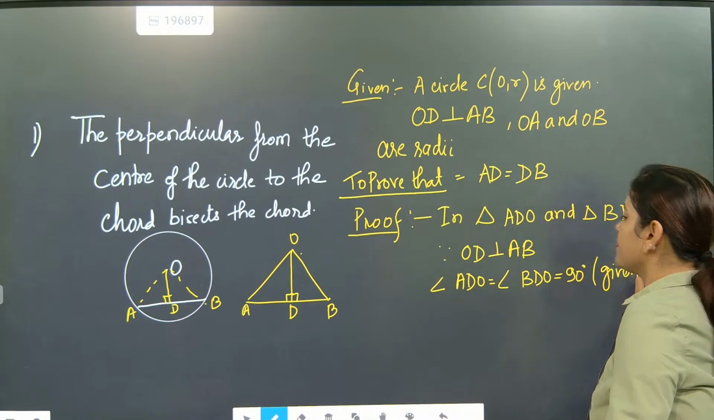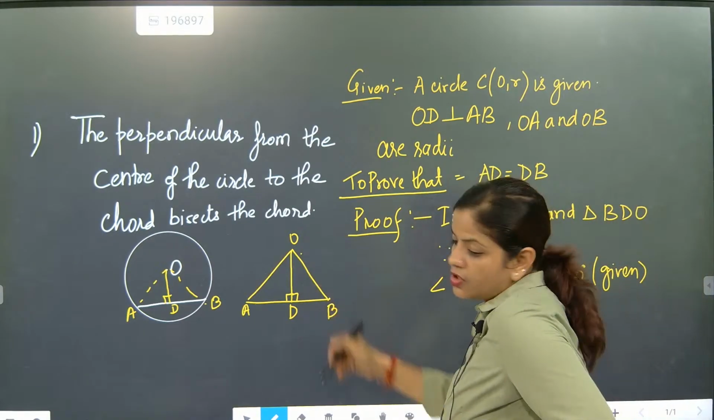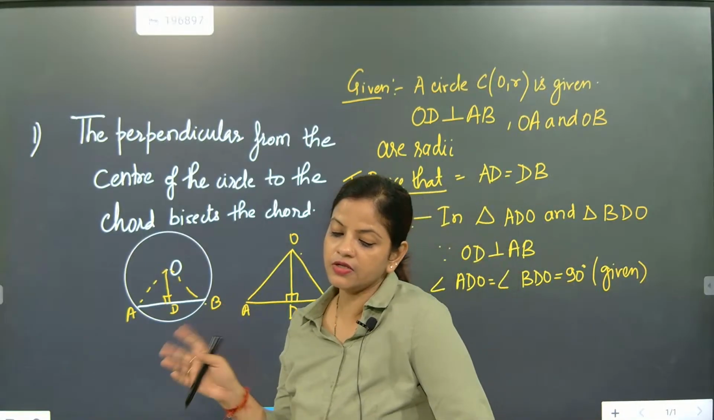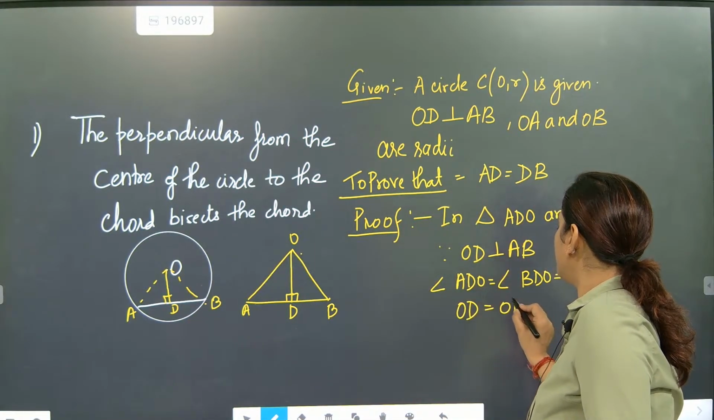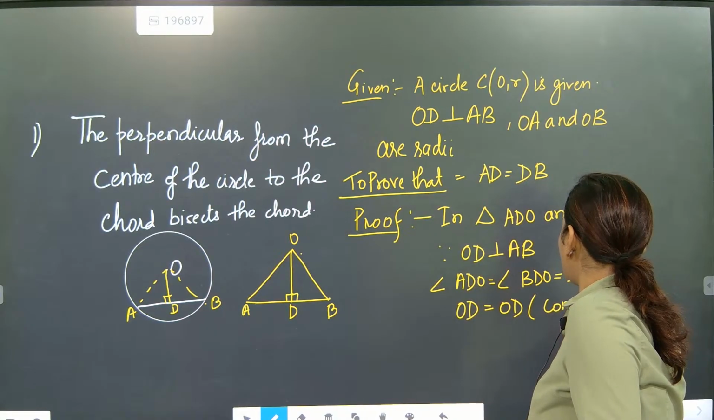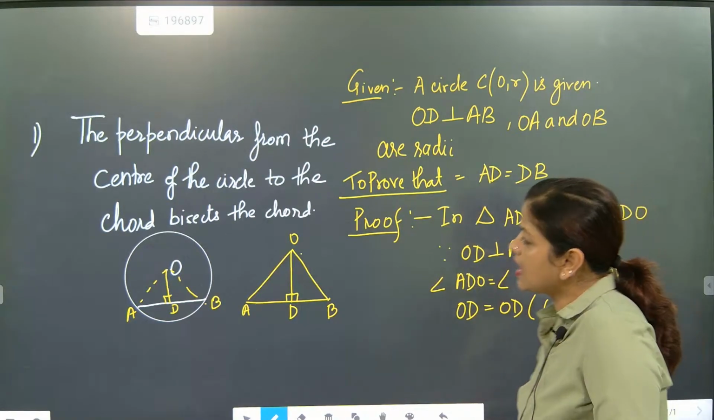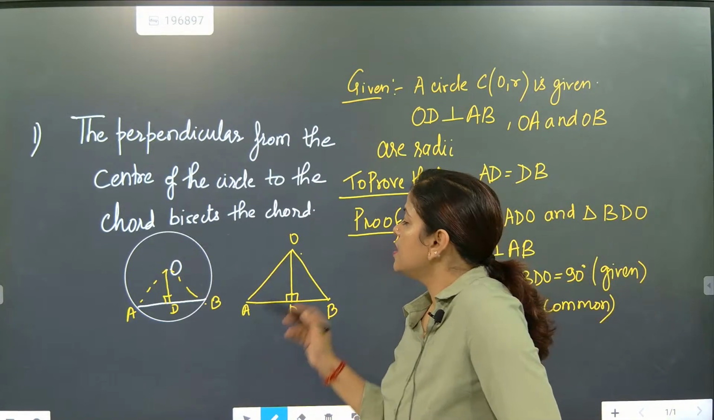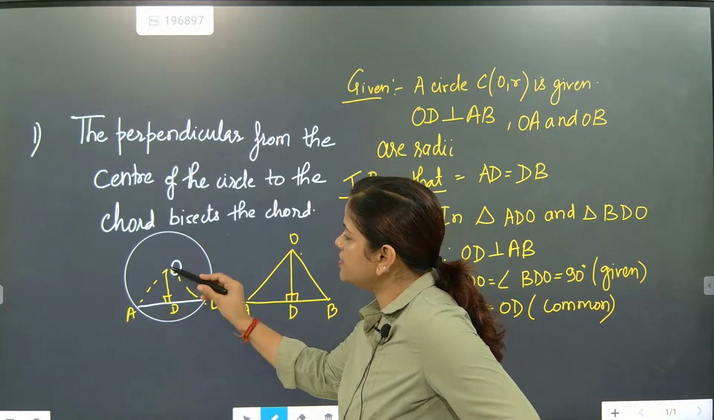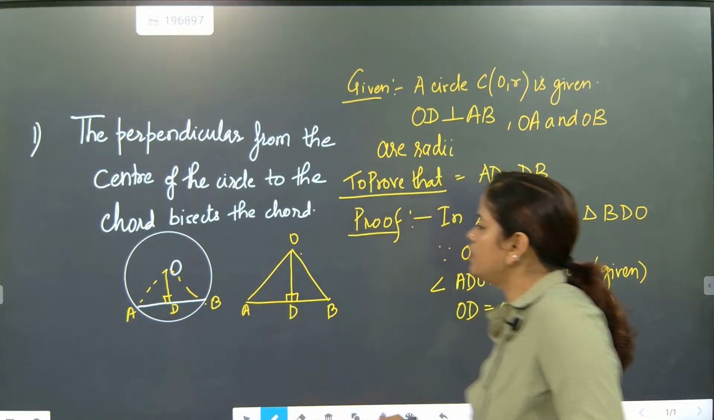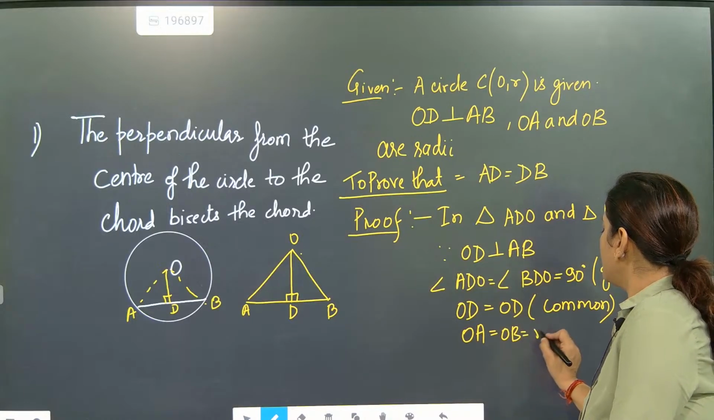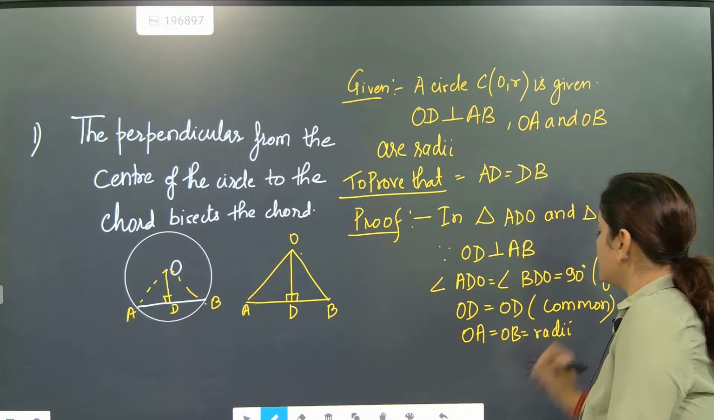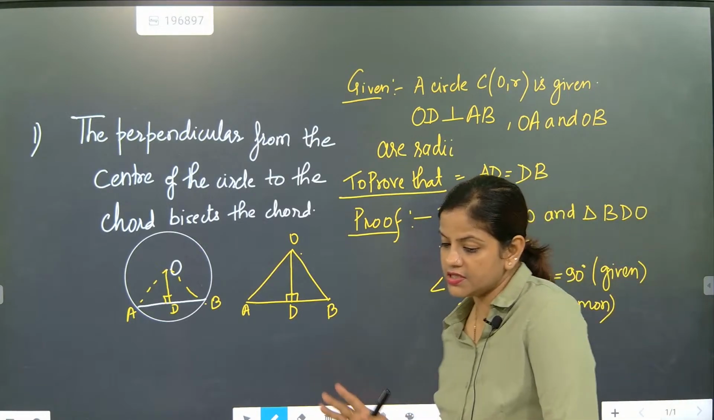Already it is given. Now what is common? OD is equal to OD, because in both the triangles, OD is common. Now the last thing we need to show is that OA is equal to OB, and they are radii of a circle. So since they are radii of a circle, this section is done.